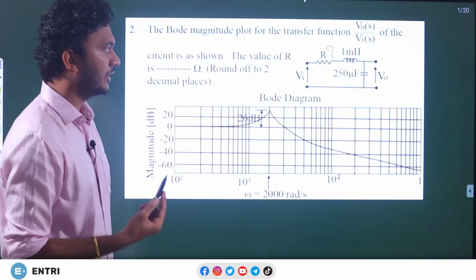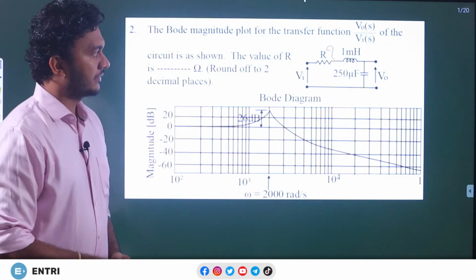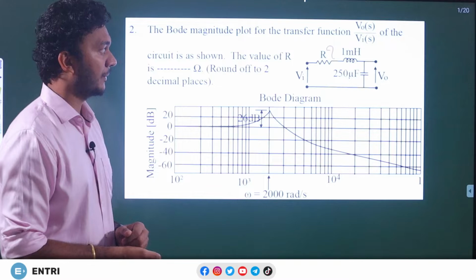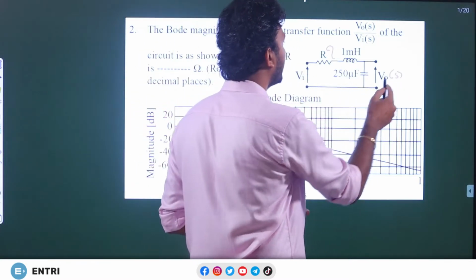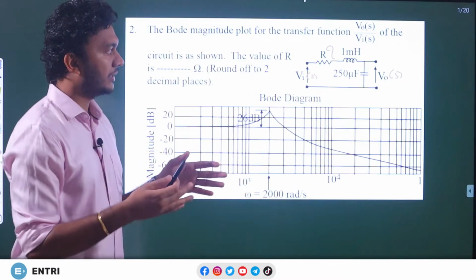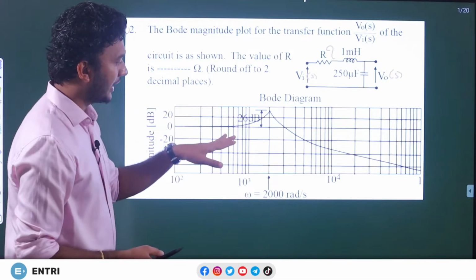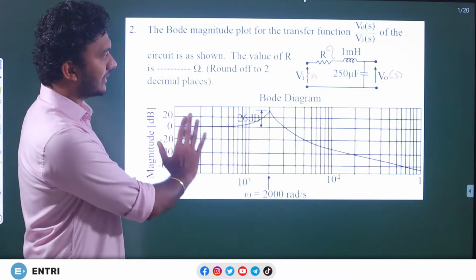First of all, we know that if a series RLC figure is given, first we have to take down our V out of s divided by Vi of s. So we have got a transfer function M, and that is plotted against our frequency. So you have to crack it like this.